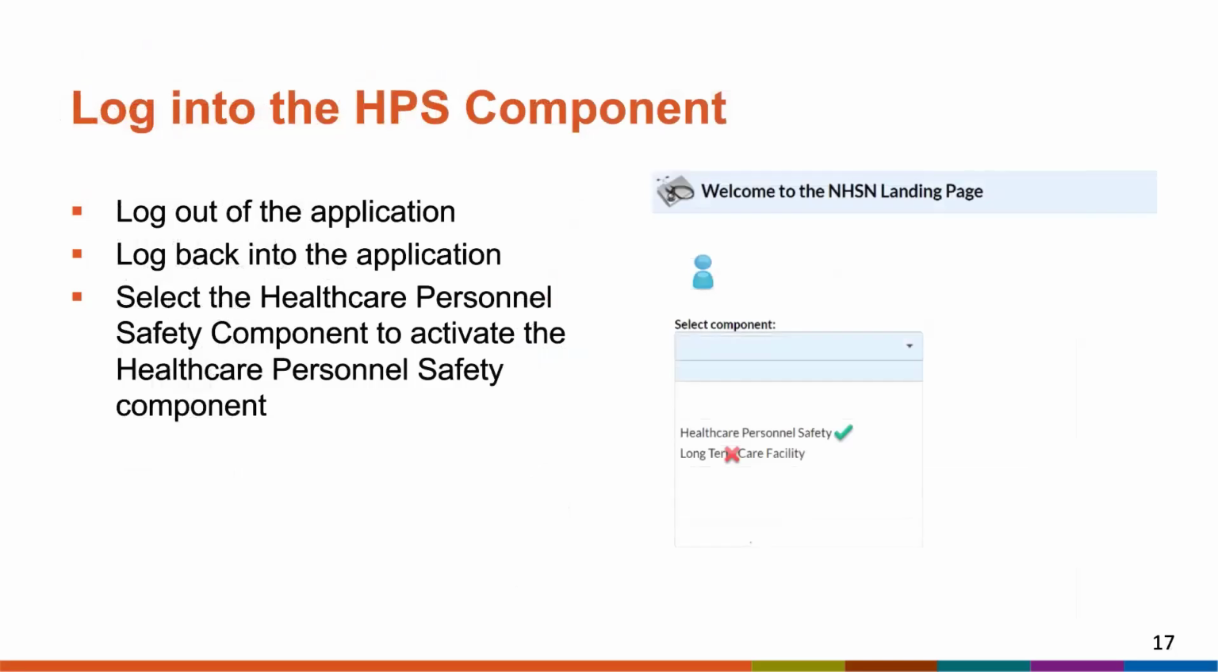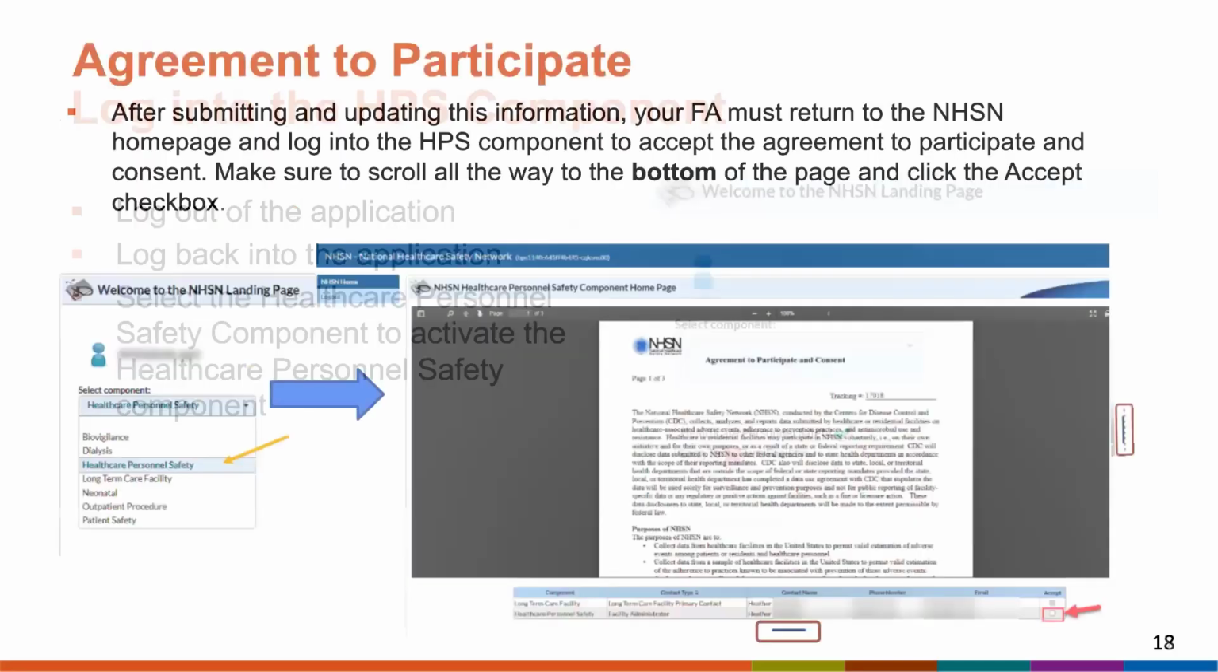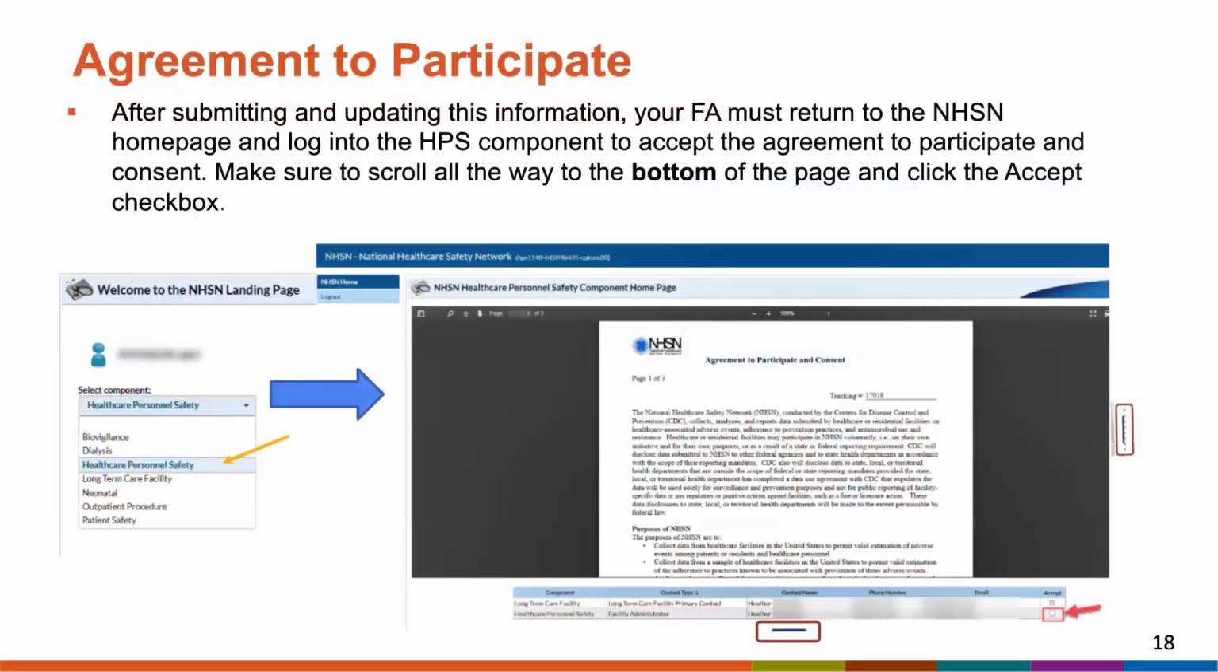To log into the HPS component, first log out of the application, log back into the application, and select the Healthcare Personnel Safety component to activate the Healthcare Personnel Safety component. After submitting and updating this information, your facility administrator must return to the NHSN homepage and log into the HPS component to accept the agreement to participate and consent.